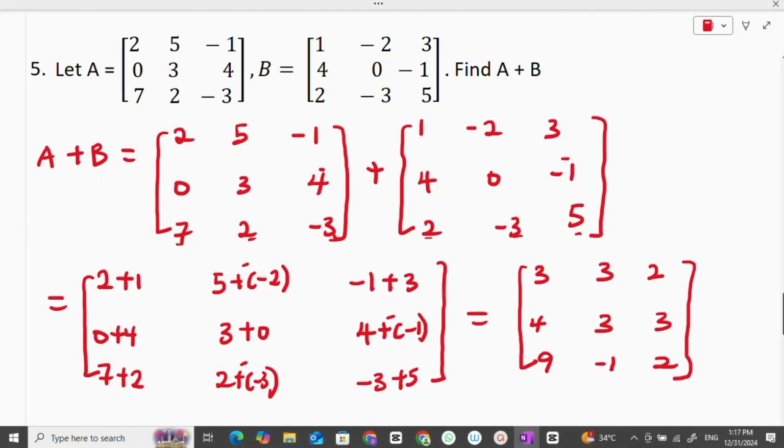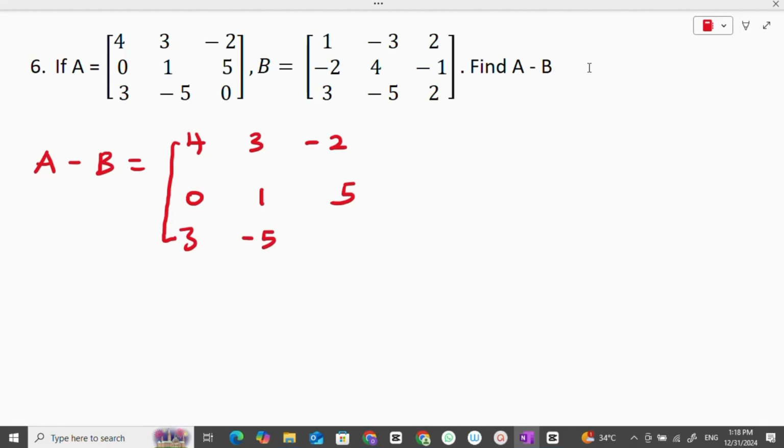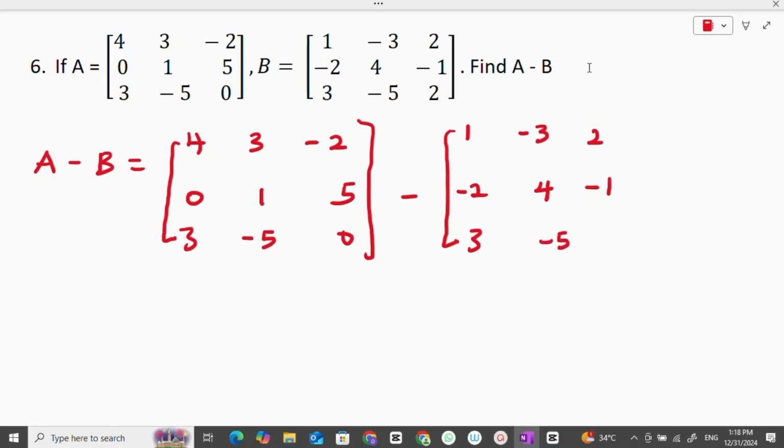Alright, so lastly guys, let's take the last example question we have right here. This says if A is equal to 4, 3, negative 2, 0, 1, 5, 3, negative 5 and 0, and B is equal to 1, negative 3, 2, negative 2, 4, negative 1, 3, negative 5 and 2, find the value of A minus B. So following the same process that we have been using, A minus B is equal to the matrix A, which is 4, 3, negative 2, 0, 1, 5, 3, negative 5 and 0, minus B, the matrix of B, which is 1, negative 3, 2, negative 2, 4, negative 1, 3, negative 5 and 2.